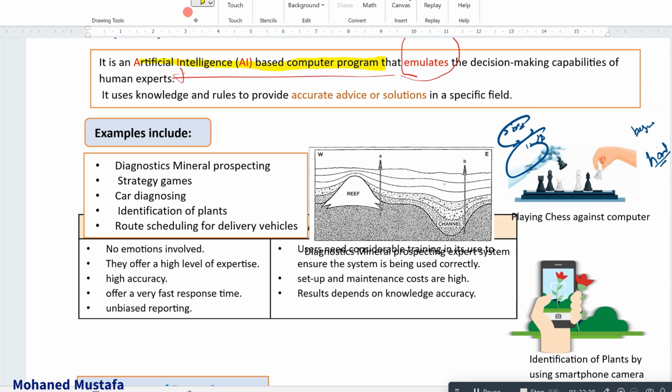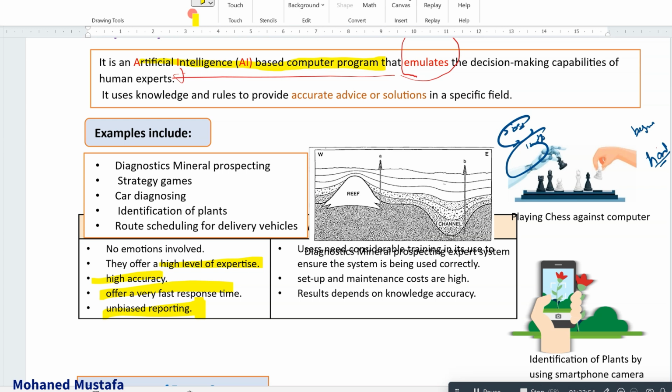The second thing is that they have high accuracy, because whenever the system is built using a large database, that means the system will produce better and more accurate solutions or recommendations. So: high accuracy, fast response time, unbiased reporting. Get to the point. Unbiased reporting.